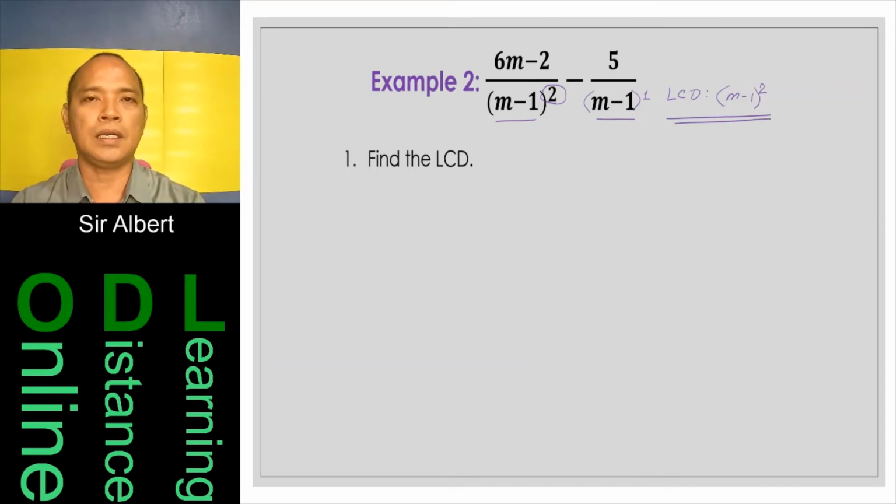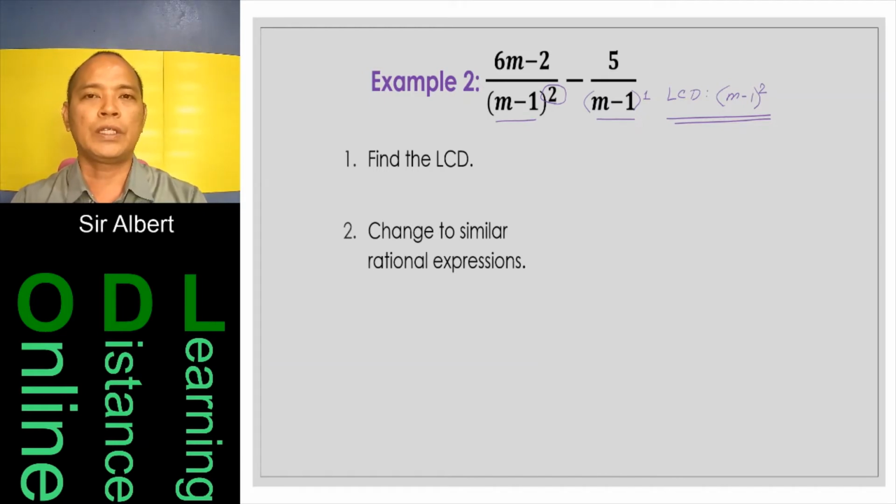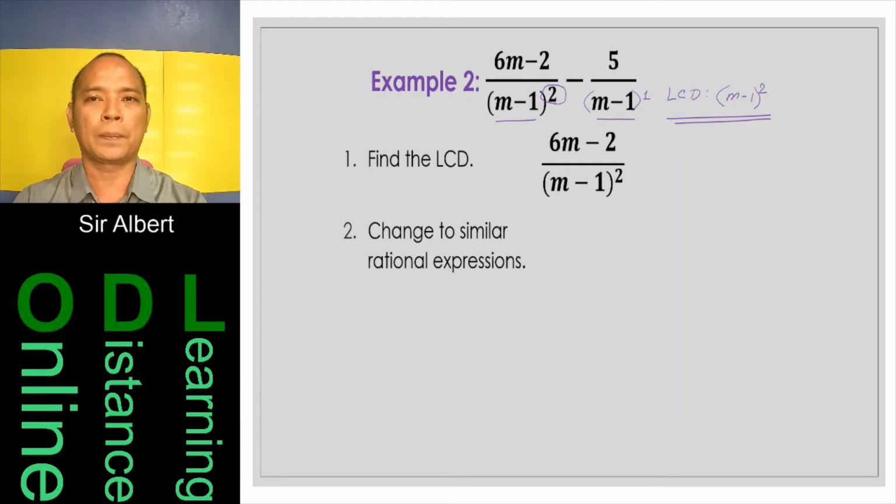After getting the LCD, the next step is to change to similar rational expressions. We do this by multiplying each rational expression by an expression equivalent to 1 so that we will have an equivalent rational expression which makes use of the LCD. Considering the first rational expression, (6m - 2) over (m - 1) squared, notice that the denominator of this rational expression already uses the LCD. So we don't need to multiply this by an expression equal to 1.